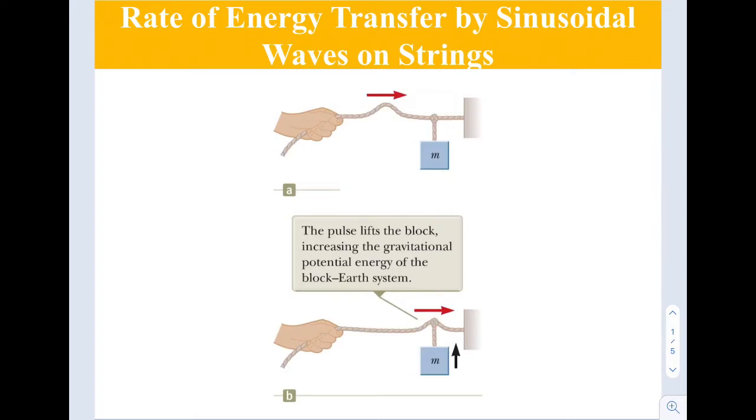Whenever the block is moving up, or there is a vertical displacement from its initial position, it means that the block already has an increase in gravitational potential energy, because of the y displacement just now, right? So this is how the wave, the pulse, transfers its energy to the surrounding.